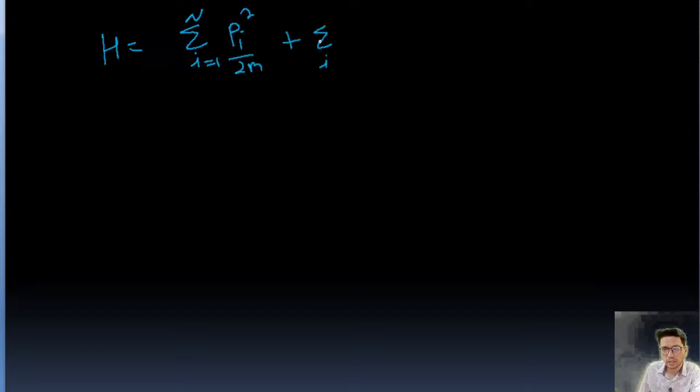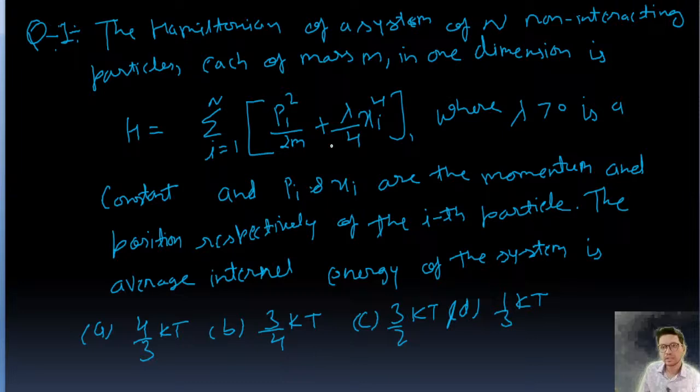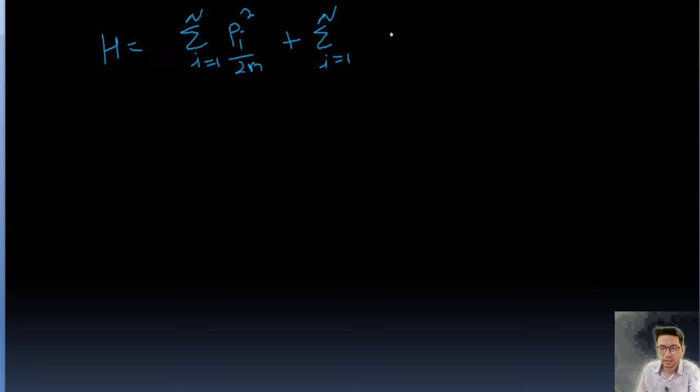So we have been given the Hamiltonian, that is H equal to sigma i equal to 1 to n of pi square upon 2m, plus sigma i equal to 1 to n of lambda by 4 xi to the power 4. So this is the Hamiltonian, right? I'm writing both the terms separately.